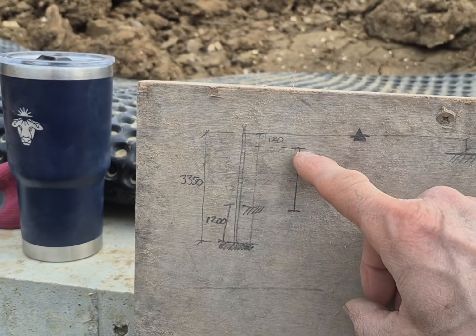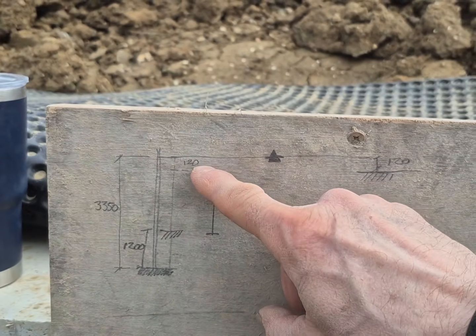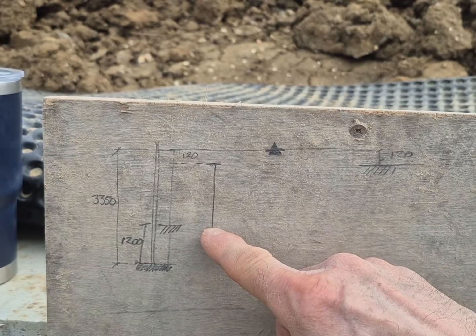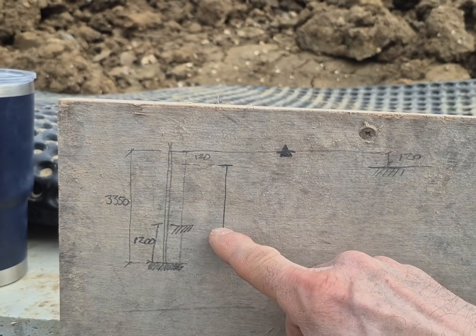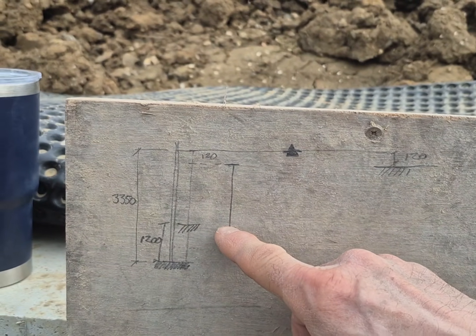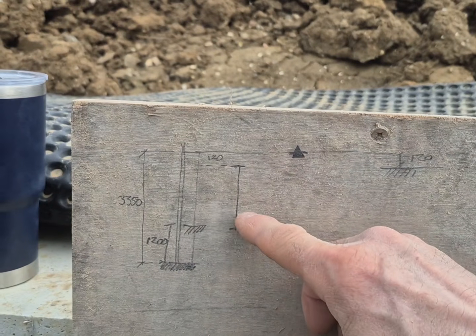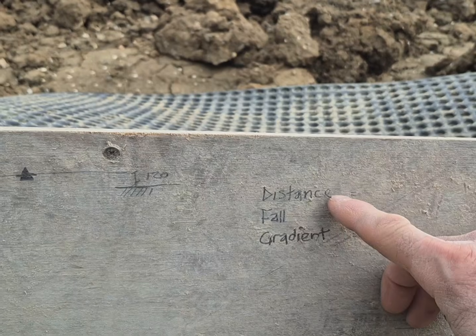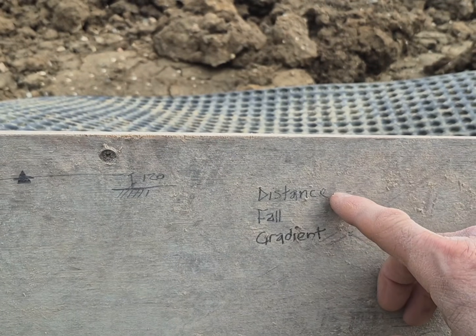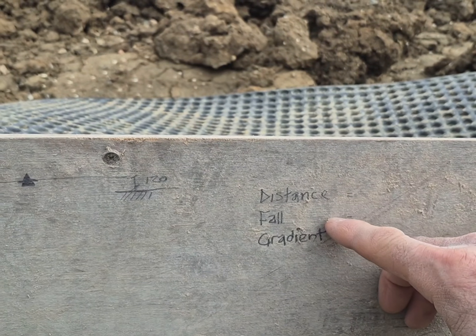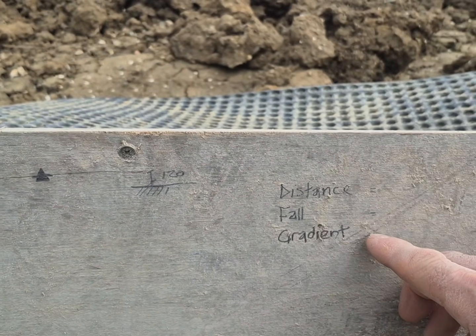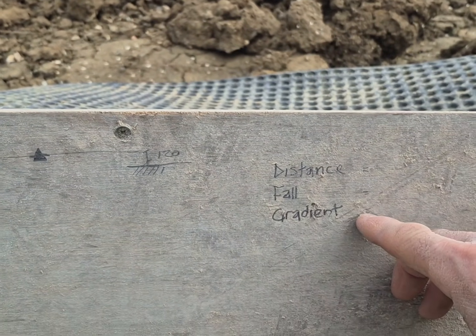So I've got 120 down of my laser line, and I've got 1200 up to there, and then that is, like I said, where the soil is going to be. So I need this distance, and then I can do my calculation. So I'll have my distance. I can work my fall out as soon as I've got this, and between them two I can then work the gradient out.